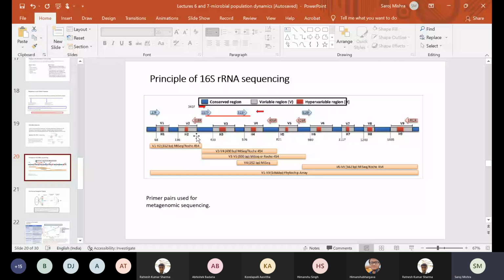But then there are the gray regions, which show the variable region. So as you move from one genus to another, in the variable region, you are going to see differences. But then the hypervariable region is something among the species. They will be the same in the blue region. So Lactobacillus species 1, Lactobacillus species 2 and 3 could be similar here. They would be similar in gray, but they would be dissimilar in the hypervariable regions. So when you sequence and try to align, yeah.